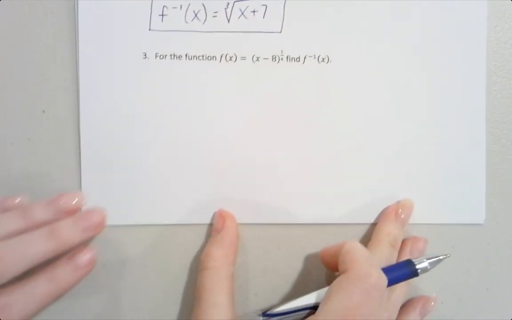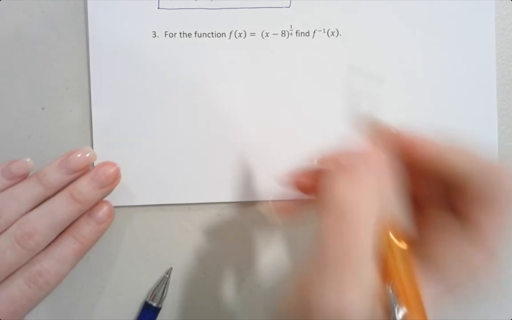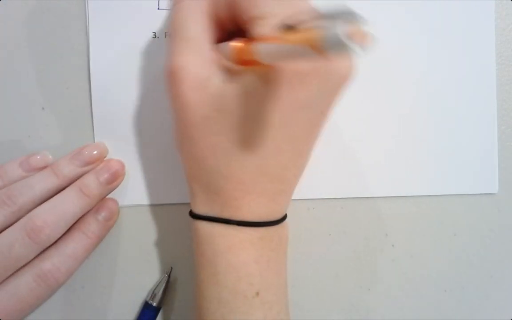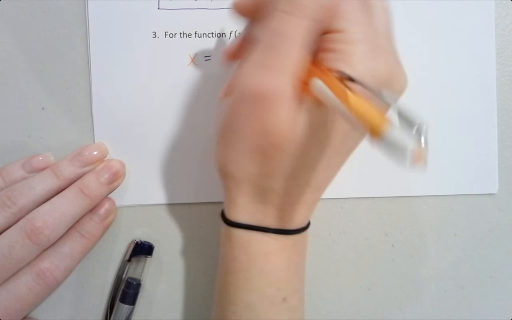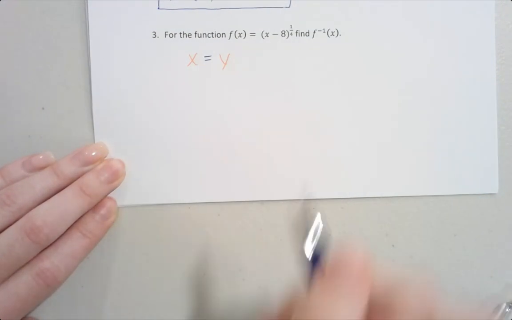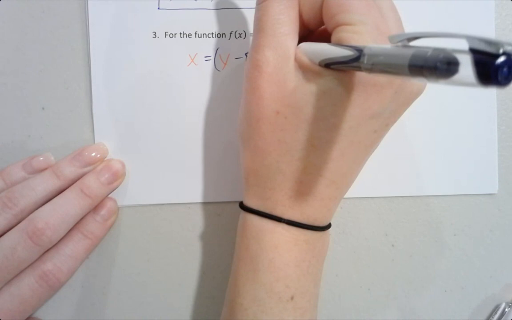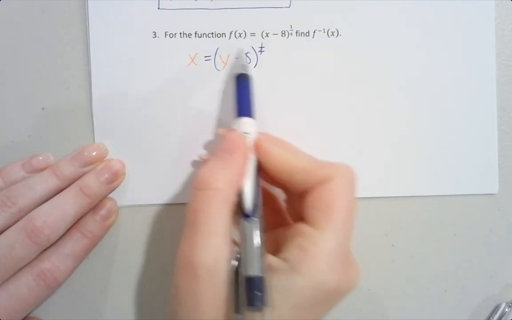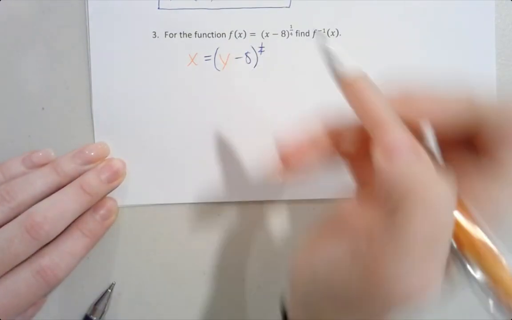All right, a little bit more challenging here. We've got another fraction exponent going on. So switch your x and y. So you've got x is equal to y minus 8, all raised to the 1/4 power. I cannot get inside this set of parentheses until I get rid of this guy here, right? So again, he's a fraction.